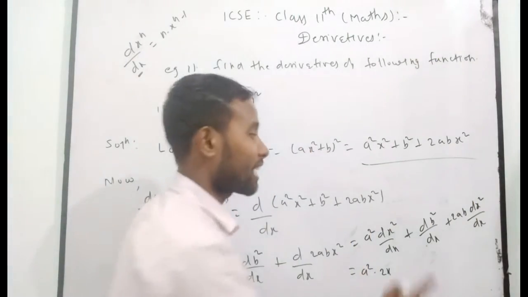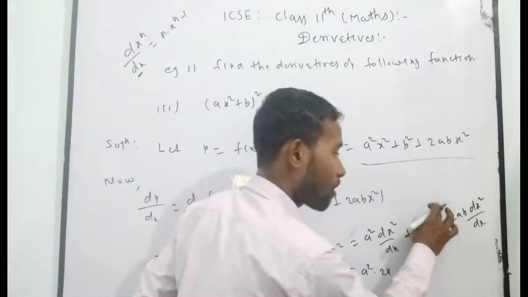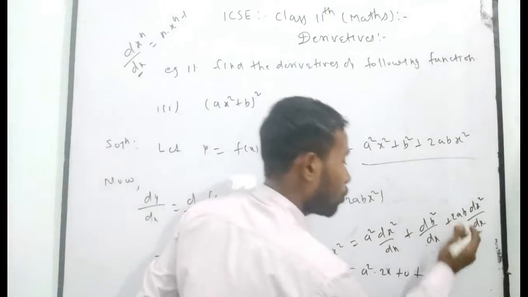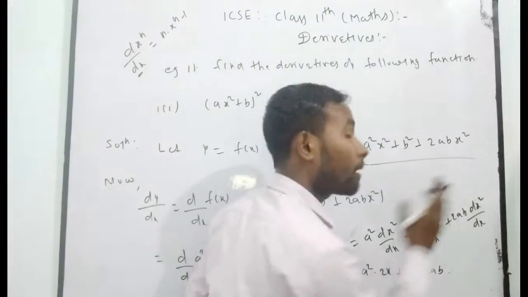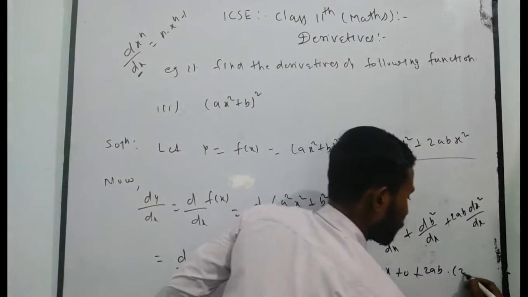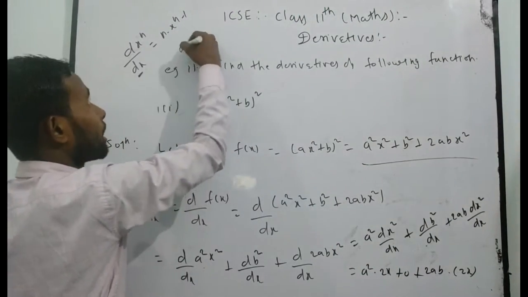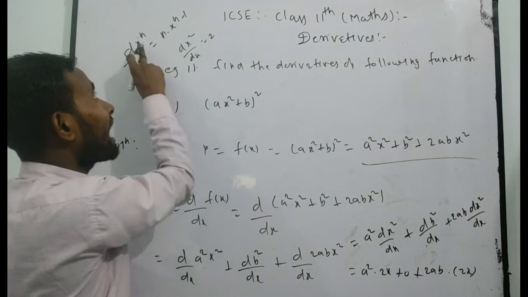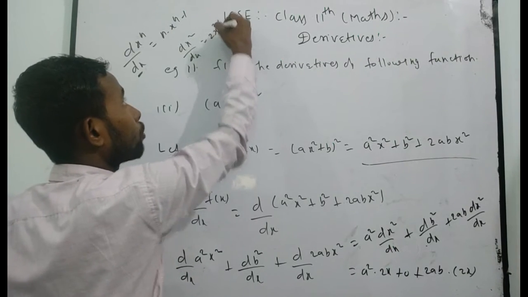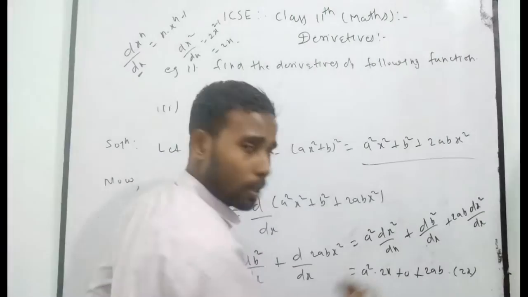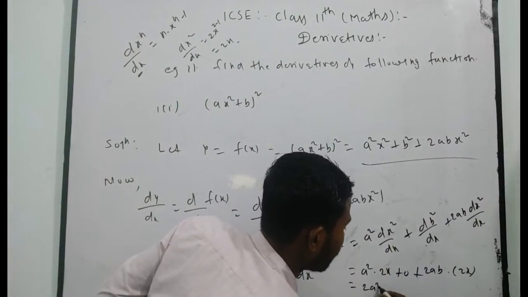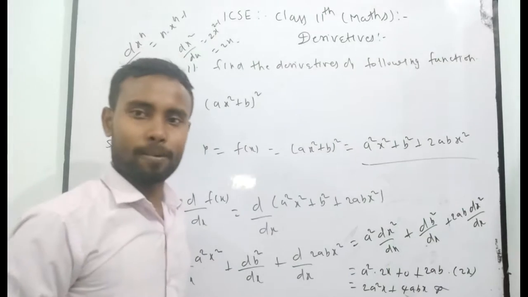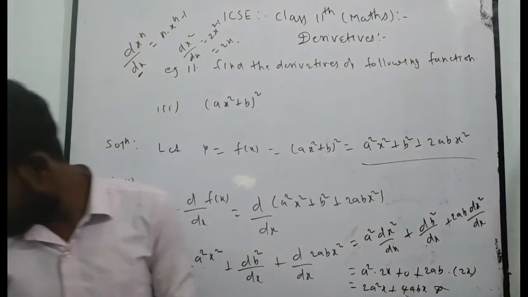Similarly, b² is a constant term, so the differential coefficient of a constant with respect to x or with respect to any variable will be 0, so it will be 0 plus here 2ab, and the derivative of x² with respect to x will be 2x using this formula, because the derivative of xⁿ is n times x to the power n minus 1, that means 2x. So I have taken here 2x. Now you have to simplify, for which we get 2a²x + 4abx, which is your required answer. Have you understood? I think you understand very well.